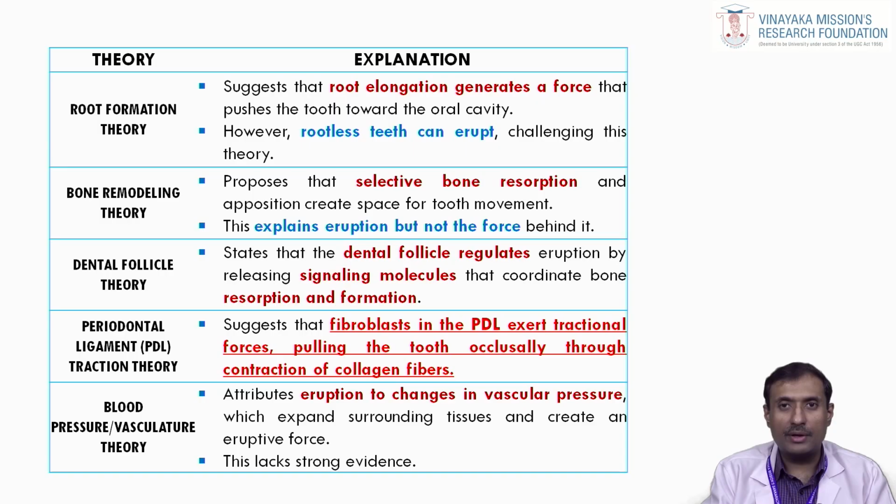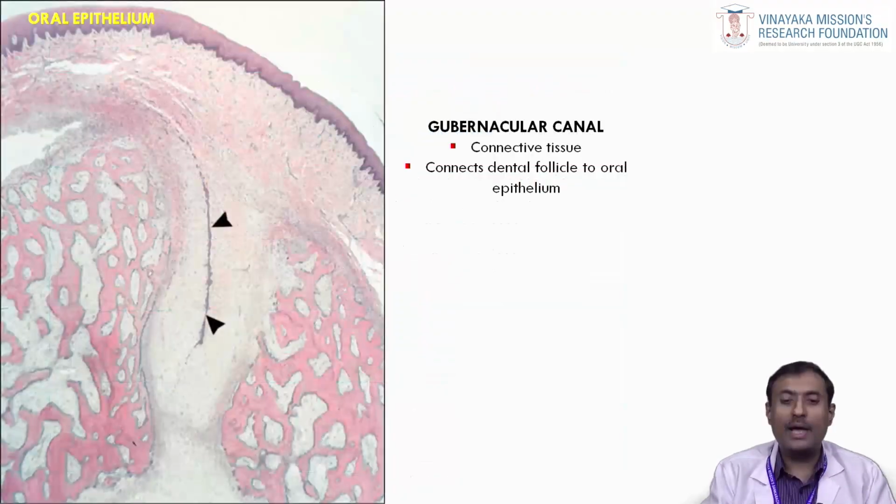Now, one of the reasons why this theory is not accepted is that the hydrostatic pressure does not provide sufficient pressure for the tooth to erupt into occlusion. Next, we have an important 2-mark viva or short answer question. What is the gubernacular canal?